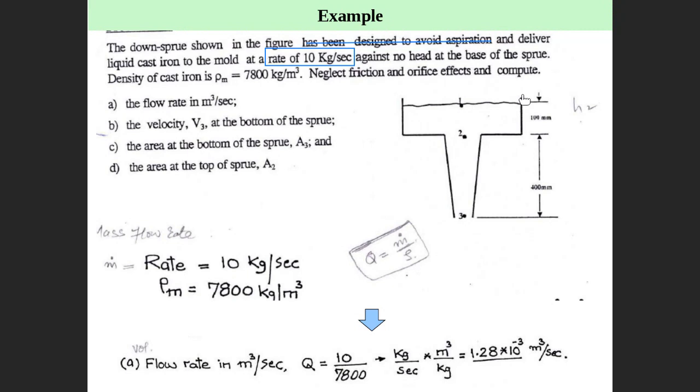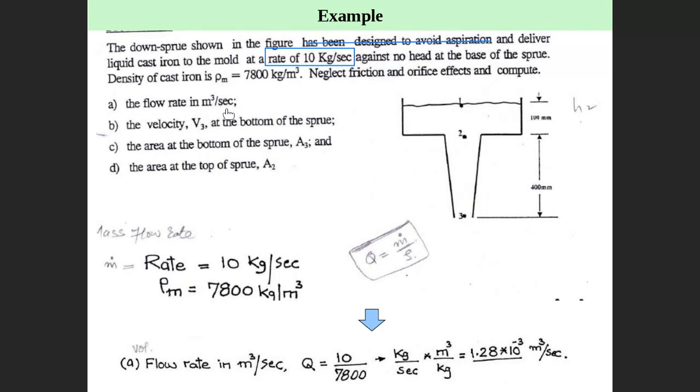Then he gives the density of the liquid. This is the density of the liquid metal, the material that we pour here, and it is 7,800 kilograms per cubic meter. Neglect the friction and orifice effect. Unless given something else, friction is usually neglected in the sprue.